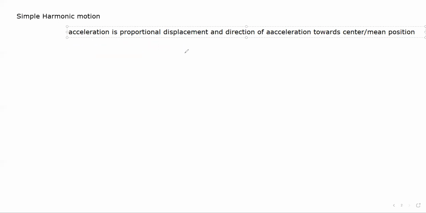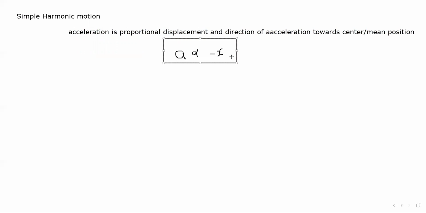So we change the statement. Now we are saying, instead of mentioning force and acceleration, we can also use this statement that acceleration is proportional to the displacement, but with a negative sign. If we are able to prove for any motion that acceleration and displacement are directly proportional to each other, the negative sign only shows that when the object is moving towards the mean position, the acceleration increases.